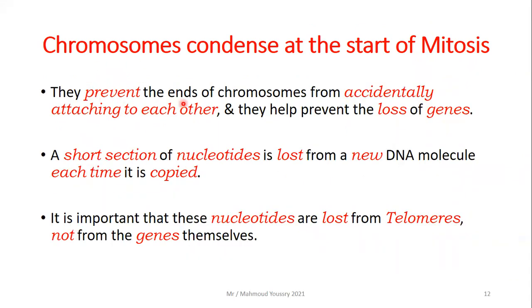These telomeres prevent the ends of chromosomes from accidentally attaching to each other, and they help prevent the loss of genes because they do not have genes themselves, and these are the ones to be lost. A short section of nucleotides is lost from a new DNA molecule each time it is copied. So it is important that these nucleotides are lost from the telomere, not from the genes themselves. The telomeres are made to be lost safely during the process of copying the DNA.